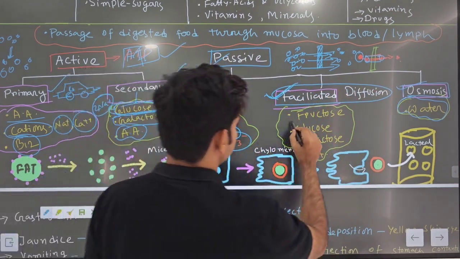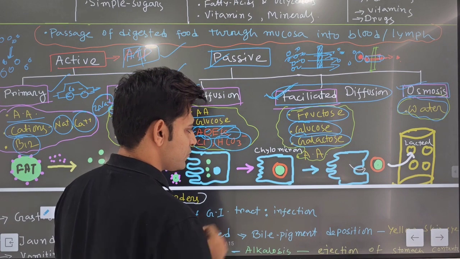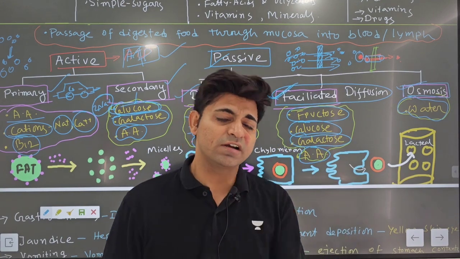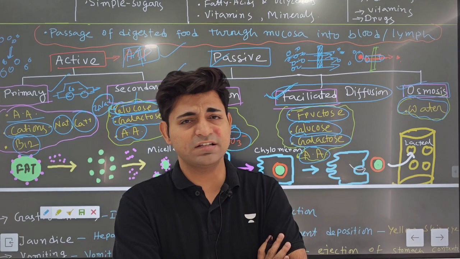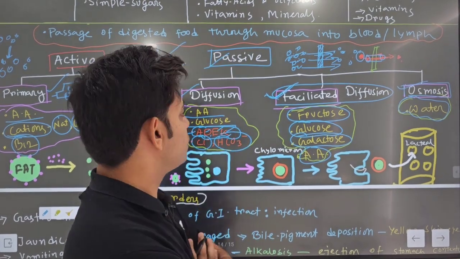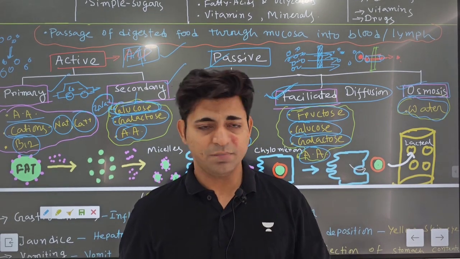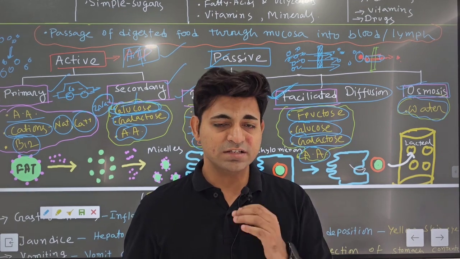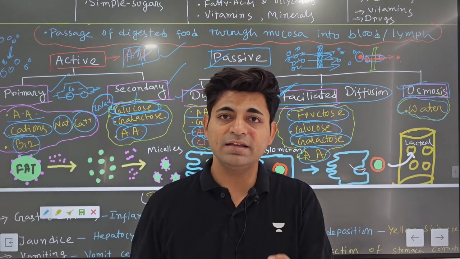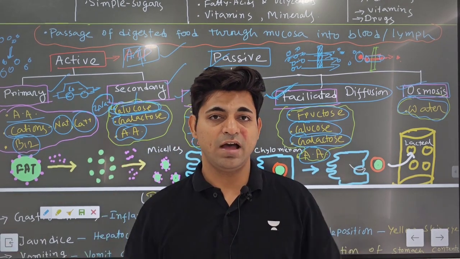Who will follow facilitated diffusion? Fructose will follow facilitated diffusion, glucose will follow facilitated diffusion, galactose will follow facilitated diffusion, amino acid will also follow facilitated diffusion. Now you will ask, when there is already diffusion, why is this extra facility needed? The answer is, sometimes fructose cannot pass through the membrane with normal diffusion, maybe due to its particle size, maybe due to its polarity. So it needs a favor from the carrier protein, which doesn't need any expense of ATP. So without utilizing ATP, it will pass fructose from one place to another.